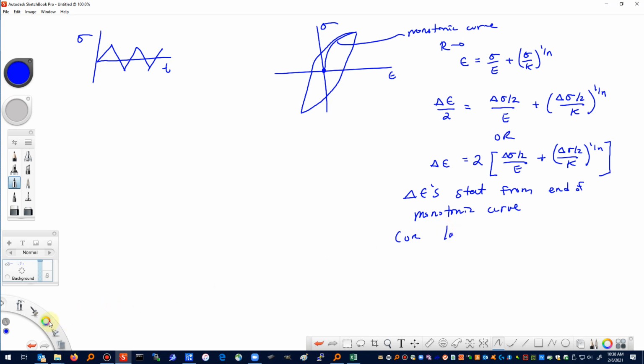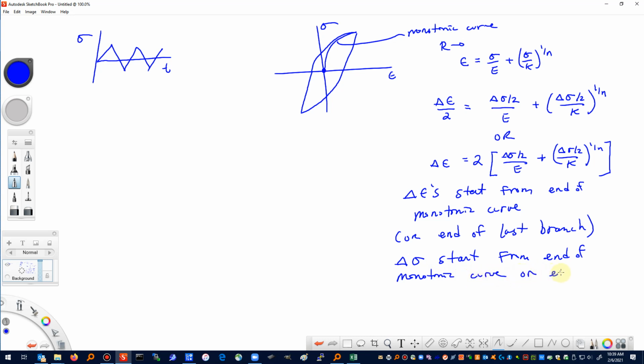Or the end of the last branch. Likewise, the delta sigmas start from the end of the monotonic curve or the end of the last branch.